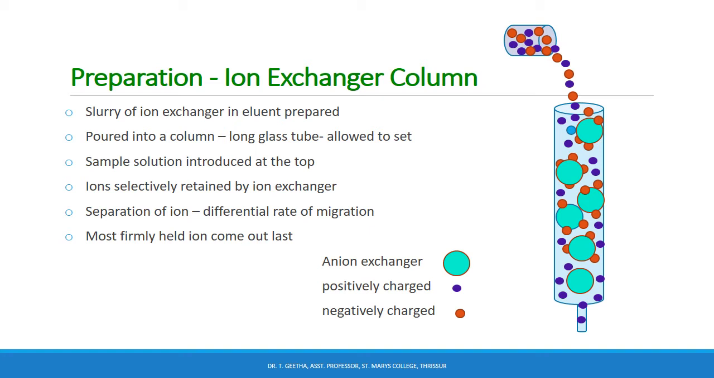As the ions move down the column, they are selectively retained by the ion exchanger and thus migrate at different rates. The ion that is held most firmly by the resin comes out of the column last. As can be seen in the image, a mixture of cations and anions is introduced onto an anion exchanger. The blue colored cations pass quickly through the column while anions are retained selectively.